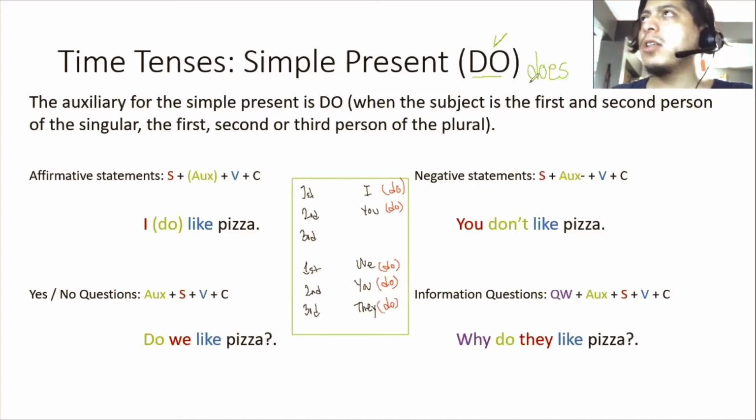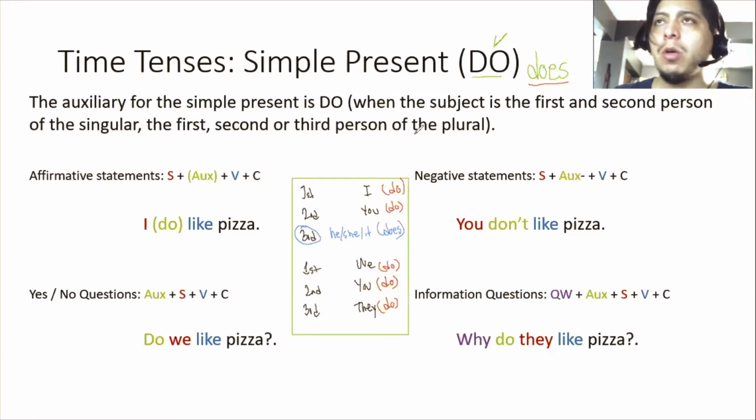When do you use does? Okay, we're going to check it in the next slide, but I can tell you that does is only for the third person of the singular. When you have he, she, or it, the auxiliary is not do, it is does.